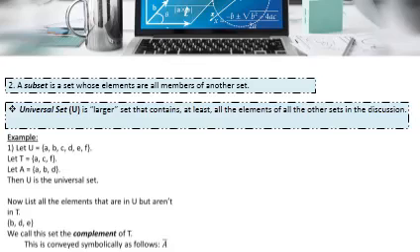Now, if I want to list the elements that are in U but aren't in T, that means I'm trying to find the complement of T, and we represent it as T bar. So when I say T bar or A bar, it means the elements that are in U but are not found in the indicated set. So we call it the complement.